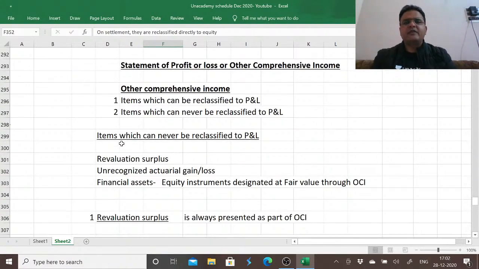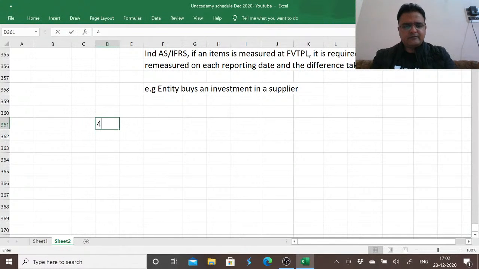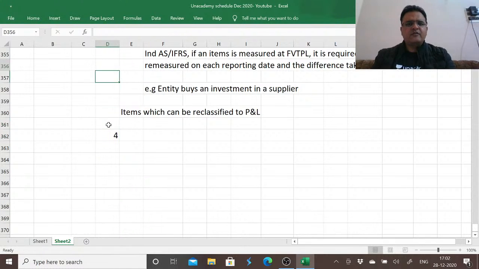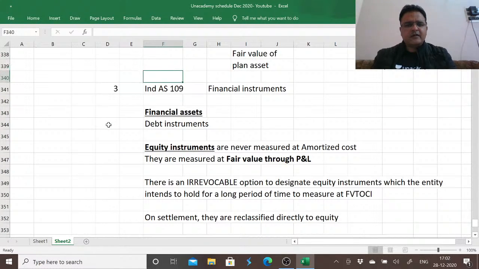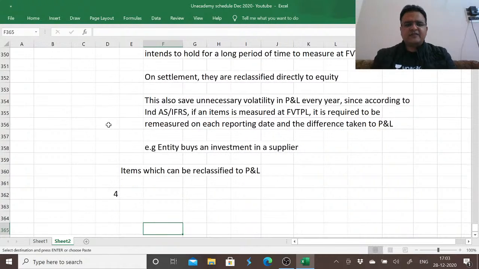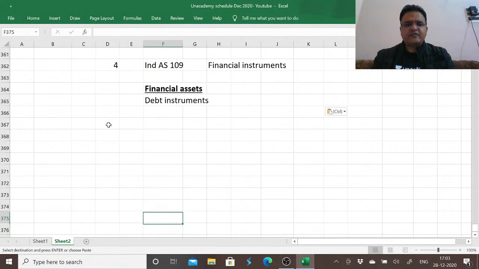Now we look at the items which can be reclassified to P&L. Among them we'll pick the first item, which is, we just talked about, Ind AS 109 is divided into financial assets and equity instruments. So Ind AS 109 financial assets is divided into three parts. Debt instruments are also divided into three parts.